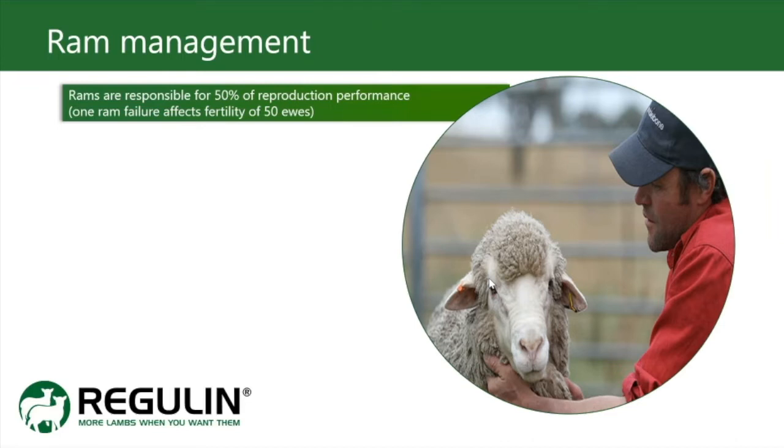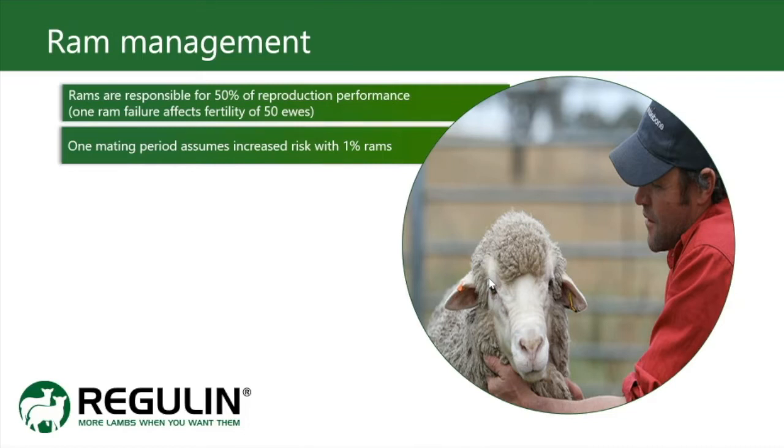Yet, does anyone think rams are given 50% of the attention that is due to them? Basically we just ignore rams for a year and about 12 weeks, if they're lucky, before joining, we pay attention to them. Most of the time it's 8 weeks before joining we start looking at them. Yet they have the ability to affect performance more than anything else. And there are plenty of places where they are still using 1%. Now, 1% is still a challenge in season.